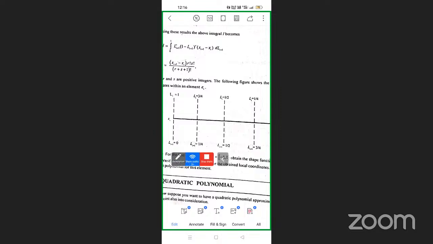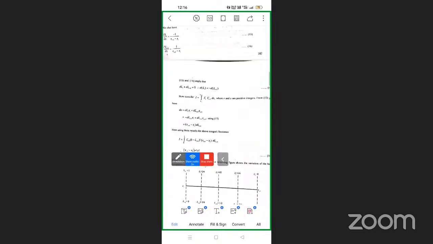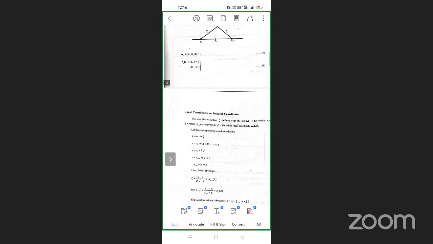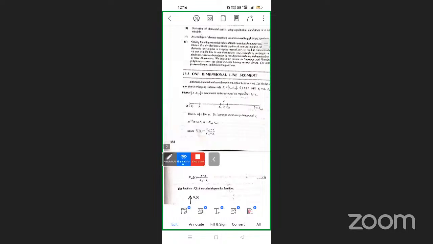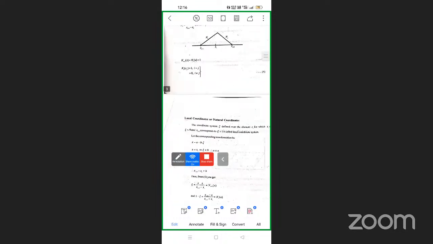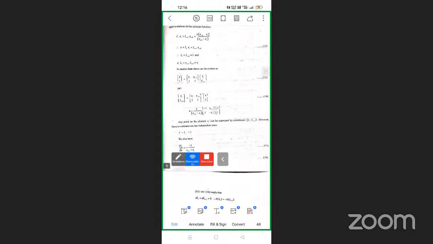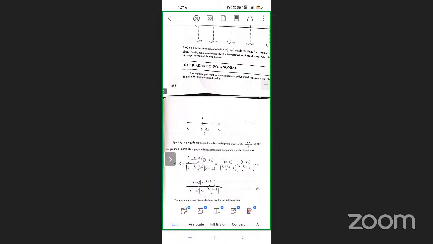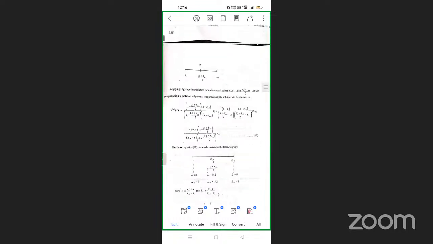So this is the one-dimensional line segment local coordinates. So this is the one-dimensional line segment proof. In this chapter, there are no examples, only proofs. Next, quadratic polynomial.